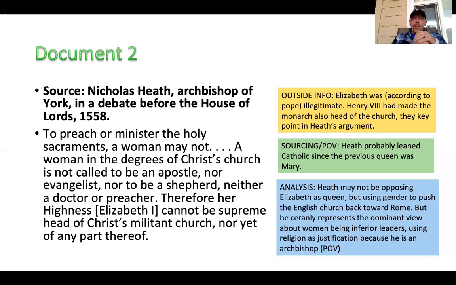So we see an analysis that Heath may not be opposing Elizabeth as queen, but he doesn't want her head of the church. Maybe he's saying, look, if we're going to have a queen, fine, but she can't be head of the church. Let's call the Pope up, or some male council, perhaps. So we're not quite sure if he's opposing Elizabeth altogether or just as head of the church, but he definitely doesn't like that. If she's going to be queen, he wants to reduce her power over the church. And he is an archbishop, which, by the way, would make him one of the heads of the church.